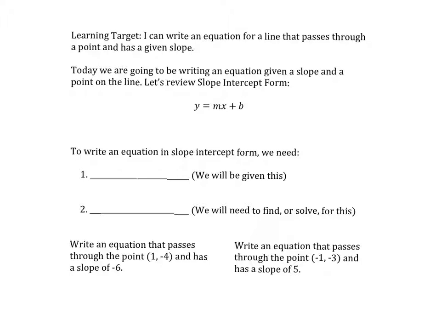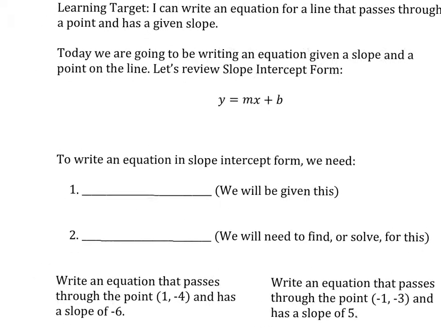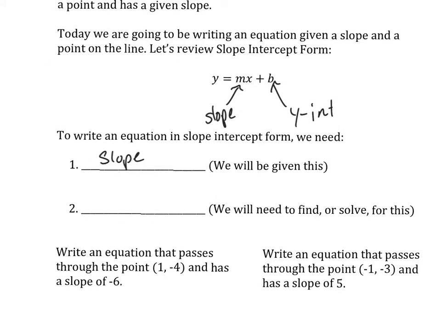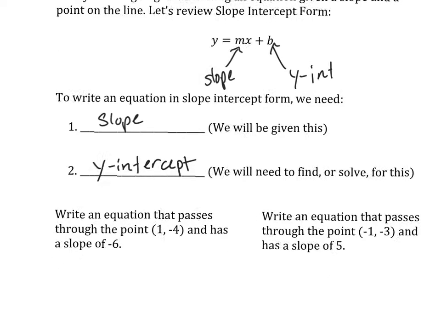Okay, let's quickly review slope-intercept form. Slope-intercept form we know is y equals mx plus b, and the m stands for slope, and the b stands for the y-intercept. To write an equation in slope-intercept form, we are going to need the slope, first of all. We're going to be given the slope, and we're going to be given a point. And then we also need the y-intercept, which we will not be given in this case. We're going to need to find that or solve for it.